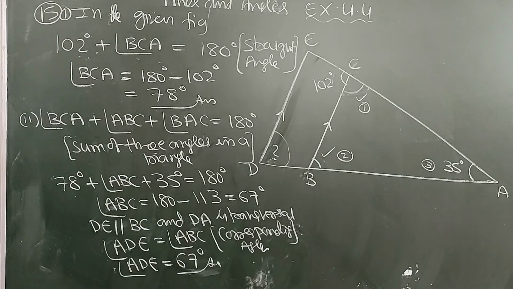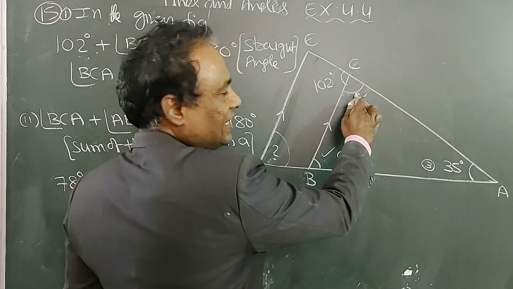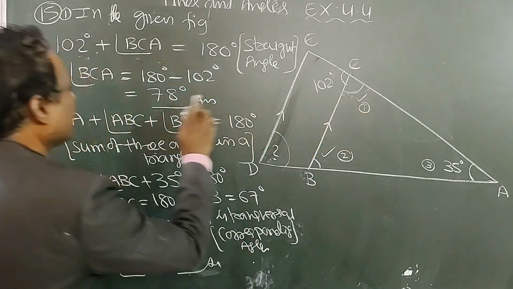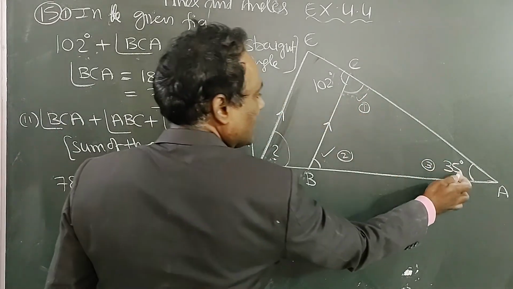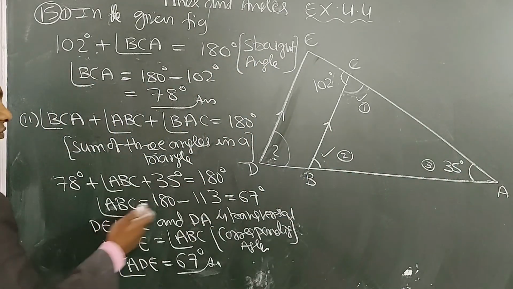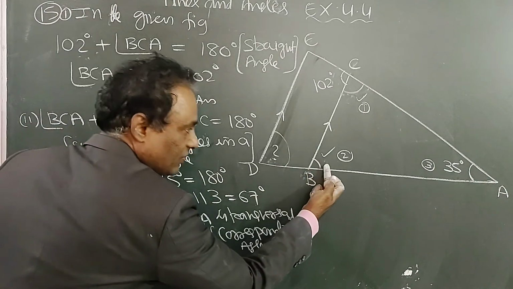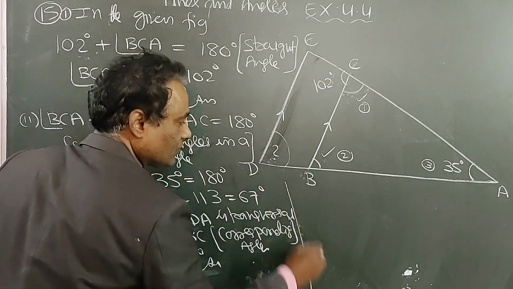Second question is over. See, this plus this is 180. From that concept we got this angle as 78. So this is 78 plus this is 35 plus this is equal to 180 degrees. So we got this angle as 67. If this is 67, this is also 67, corresponding angles.